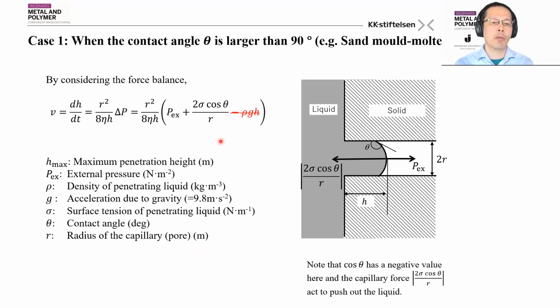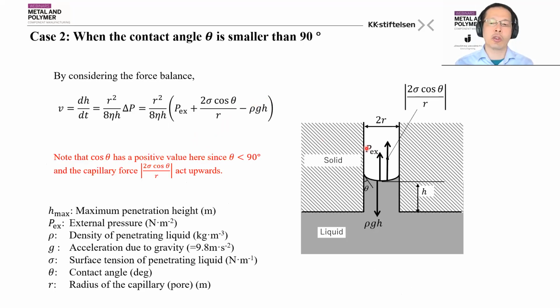Now, I talked about penetration upwards, but we can use the same type of equation for different directions as well. I won't go into the details, but for penetration in the horizontal direction, we can simply neglect this gravity term. And if the contact angle is smaller than 90 degrees, then the direction of the capillary force is reversed like this. So we can use the same equation for different cases.